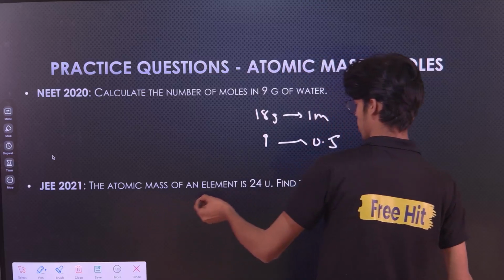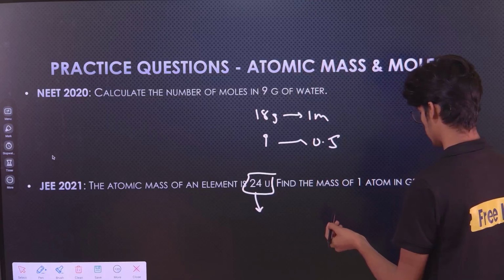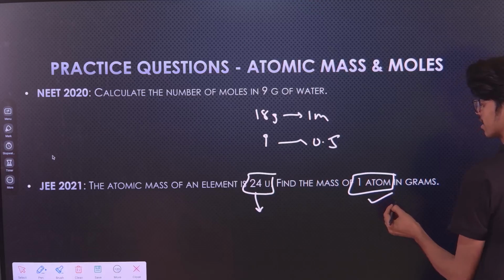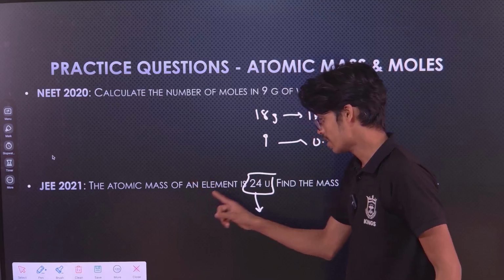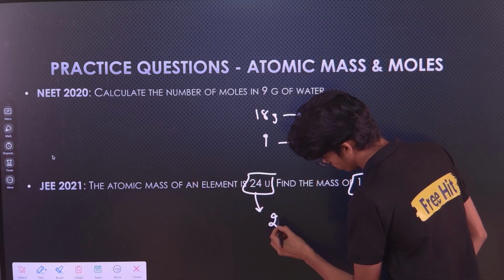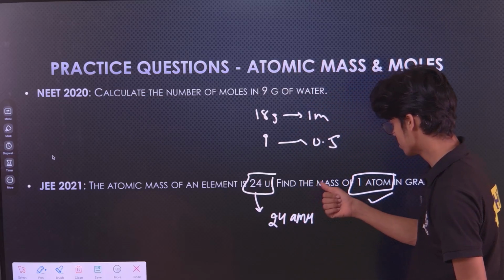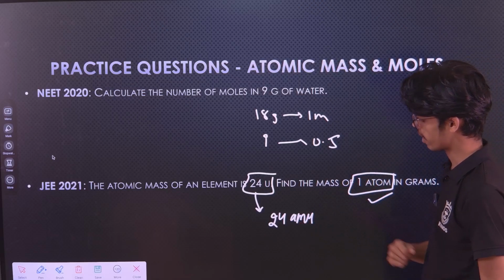The atomic mass of an element is 24 U. Obviously they will ask the molecular mass, but here: find the mass of one atom in grams. It's asking what is the mass of one atom. The atomic mass of the element is 24 AMU. So it is asking us the mass of one atom in grams. How do I change this unit into grams?